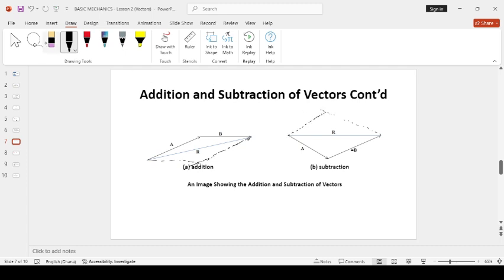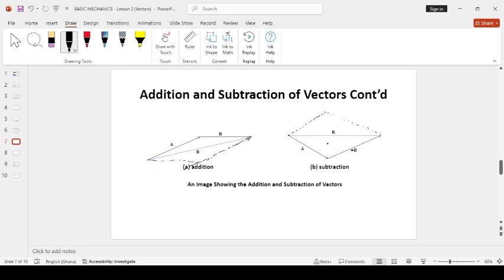Then when those two lines are completed, we can see that the diagonal, which is described by the R, becomes the resultant of the two vectors. Mostly, after finding the resultant here, when the parallelogram is drawn to scale, it means that the resultant, which is R, will give you the exact value that you want to find.